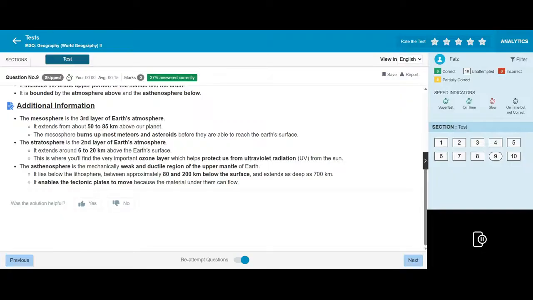The asthenosphere is the mechanically weak and ductile region of the upper mantle of the Earth. It lies below the lithosphere, between approximately 100 to 200 kilometers below the surface. It enables the tectonic plates to move because the material under them can flow.